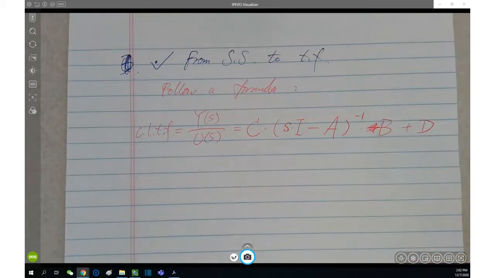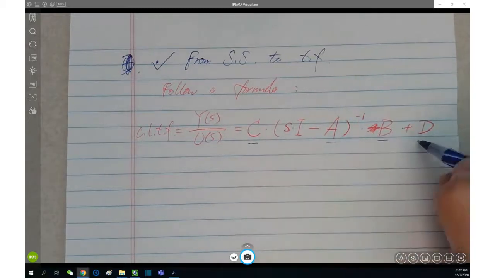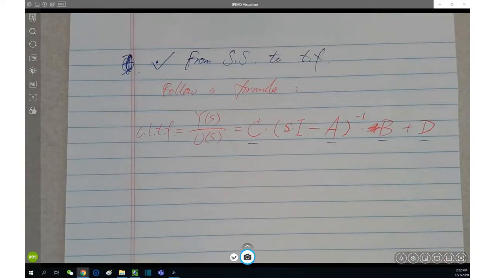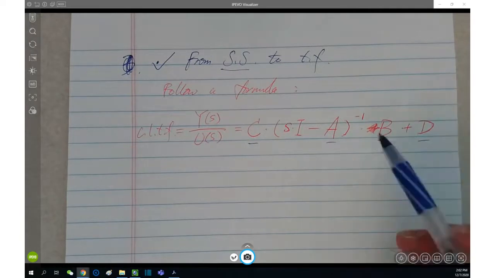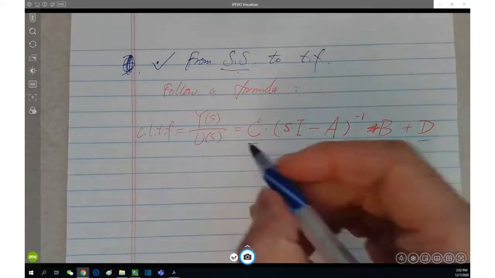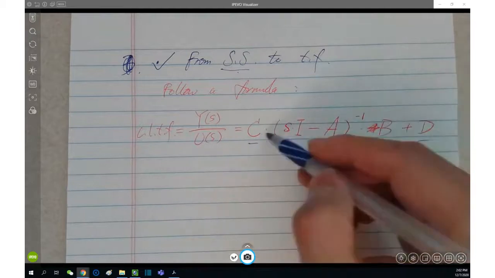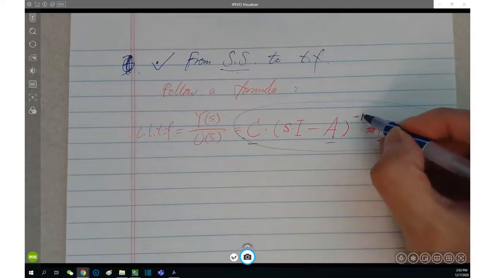Who are A, B, C, D? Who are they? Because remember, this is given the state space, which means given you a what? A matrix, exactly. Alex is right. A, B, C, D are the state equation and output equation matrices in the given state space. So this operation is what? It's matrix operation. These are a bunch of matrices. So this is the inverse matrix.